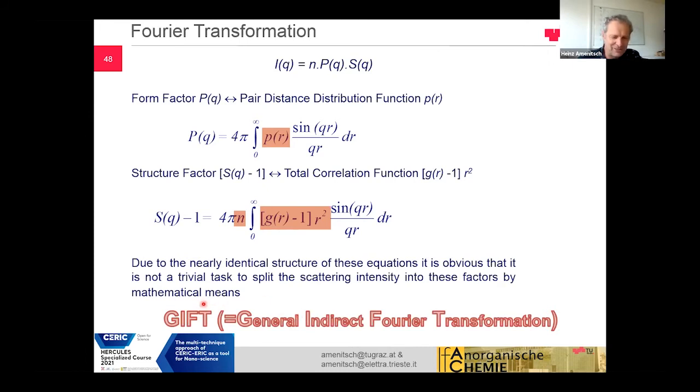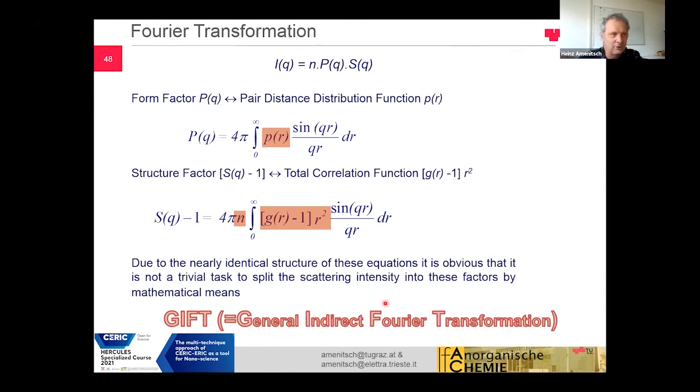"Gift" means poison in German. So it's a very difficult problem, but doable. Then this leads to this general indirect Fourier transformation method.